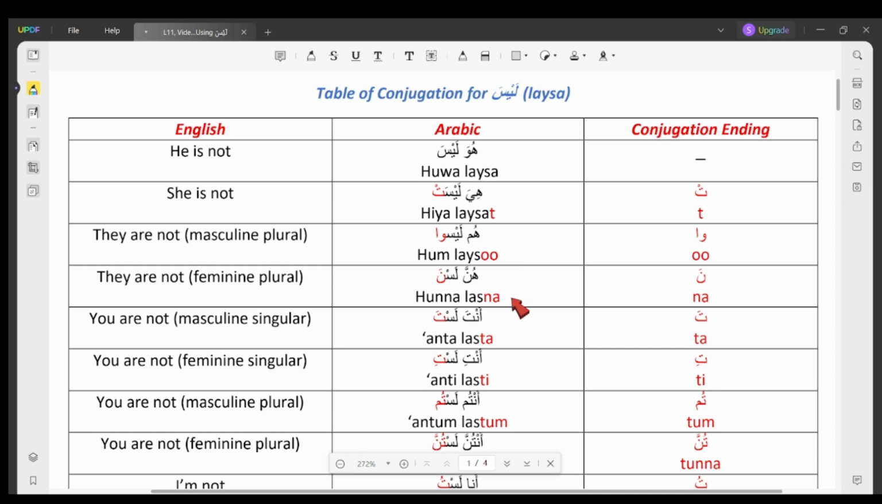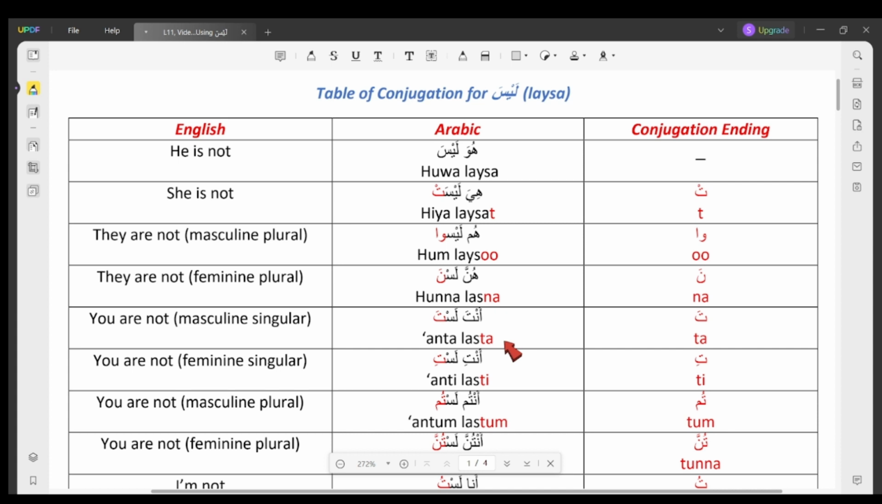Next one. They are not, feminine. هن لسن. Here, something a little strange has happened, and that is that the letter y in laysa has disappeared. That can happen sometimes, and the best way to learn these little changes is through practice and natural exposure. Alright, now let's look at the next one.